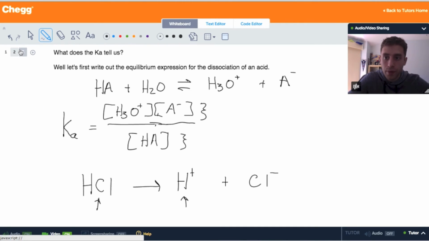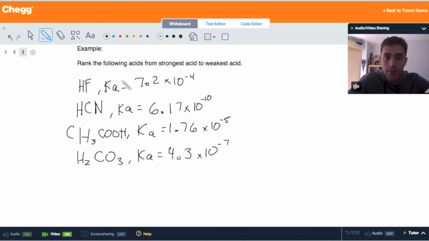But for weak acids that don't entirely dissociate, the Ka helps us determine which acid is going to be stronger, because if we have more products, we have a higher Ka, we have more hydronium ion formed, which means that we have a stronger acid. So let's look at a bunch of weak acids and rank them from strongest to weakest. We'll call the strongest number 1, and the weakest will be number 4.